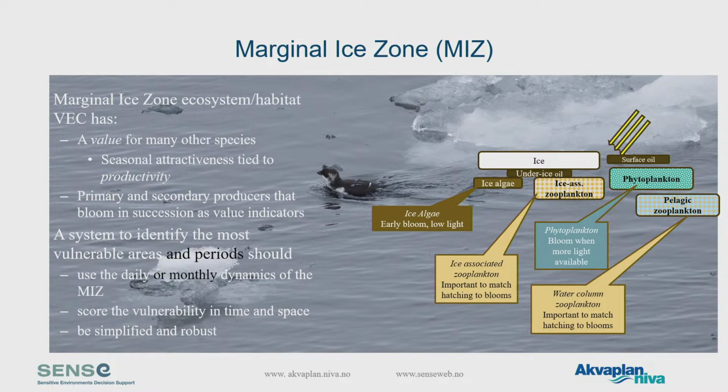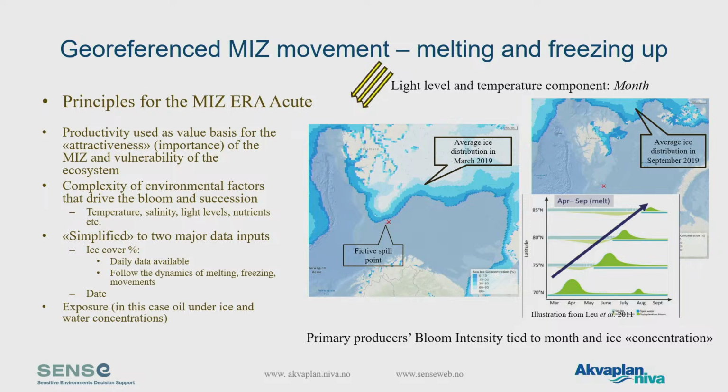And in ERA Acute, we enter the oil spill simulations from an external model, and we redistribute the surface oil to being partly under the ice. So in order to make ERA Acute for the marginal ice zone, we needed a system to identify the most vulnerable areas and the most vulnerable periods. And therefore, we wanted to score the vulnerability in time and space in a manner that was simplified and robust. So if you go to the next slide, please.